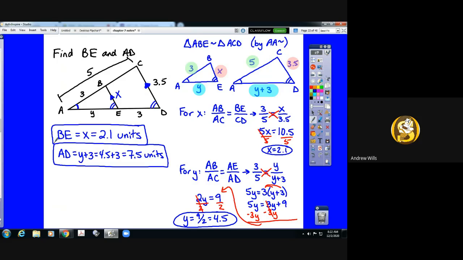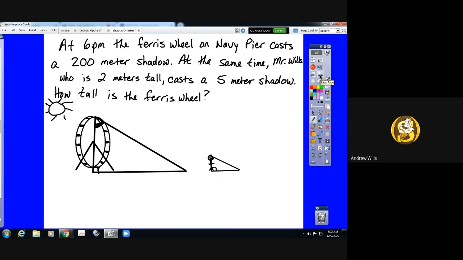All right then. Another common similar triangle problem that we will see from time to time is the old shadow problem. So for instance, at 6 p.m., the Ferris wheel on Navy Pier casts a 200-meter shadow. At the same time, Mr. Wills, who's 2 meters tall, casts a 5-meter shadow. How tall is the Ferris wheel?